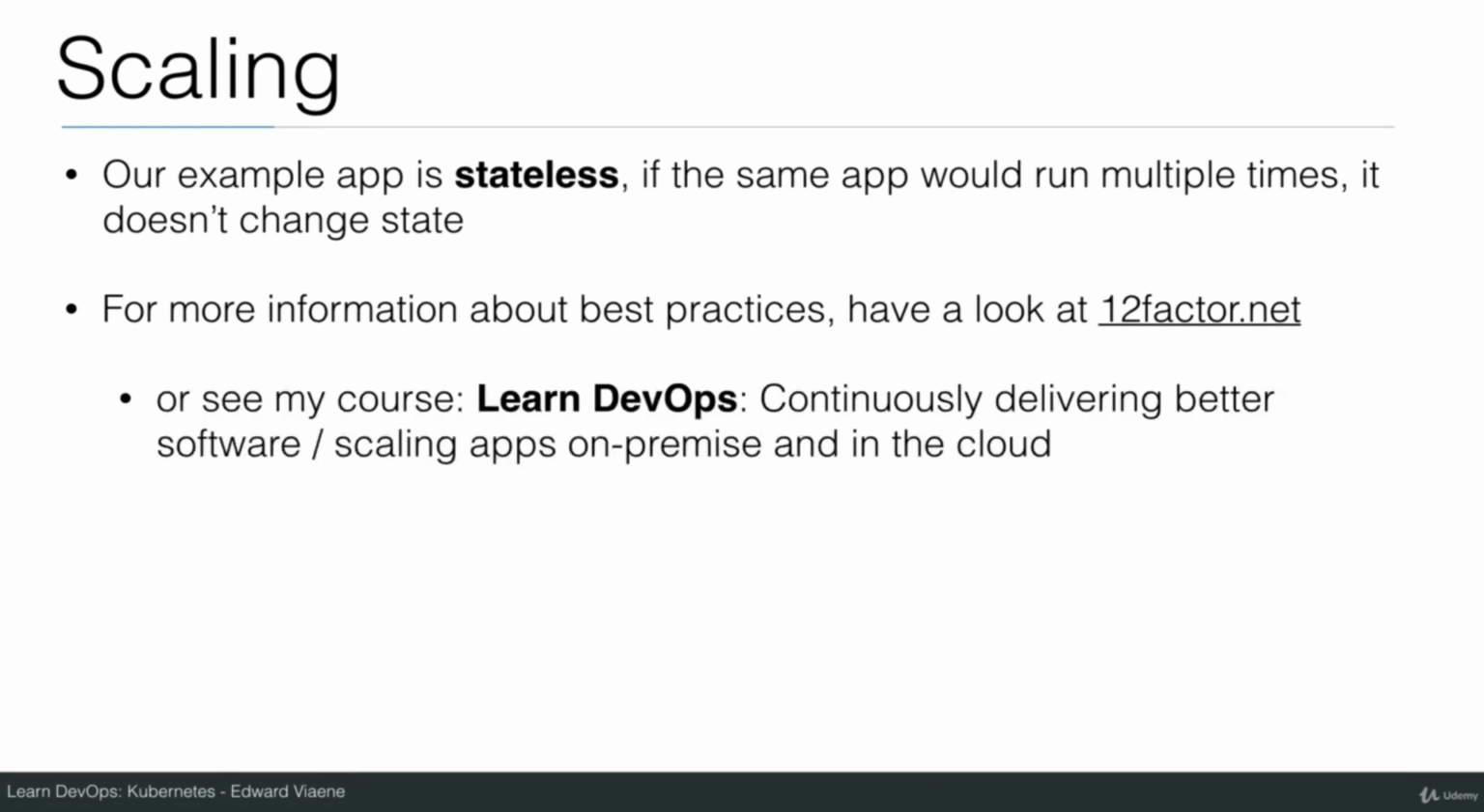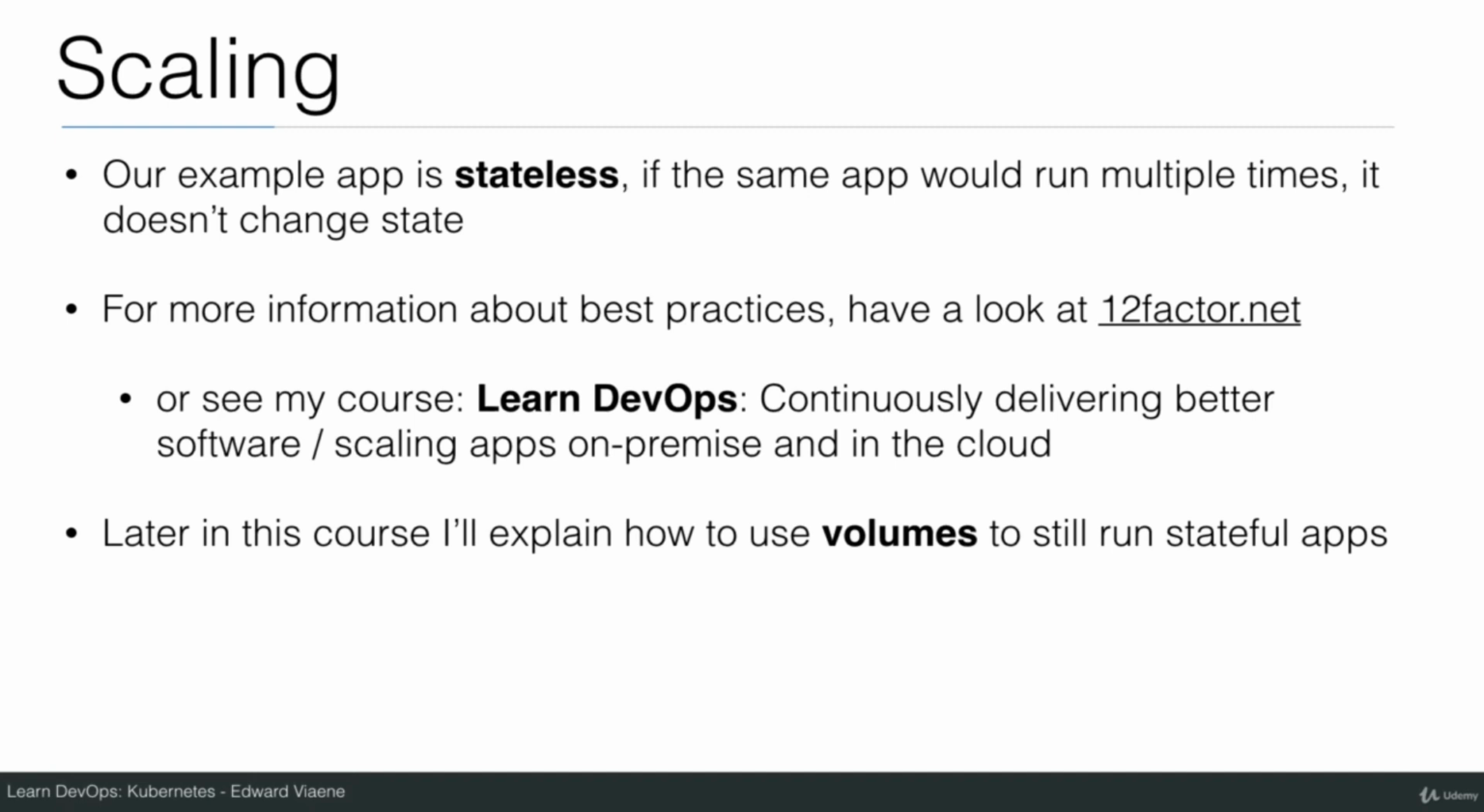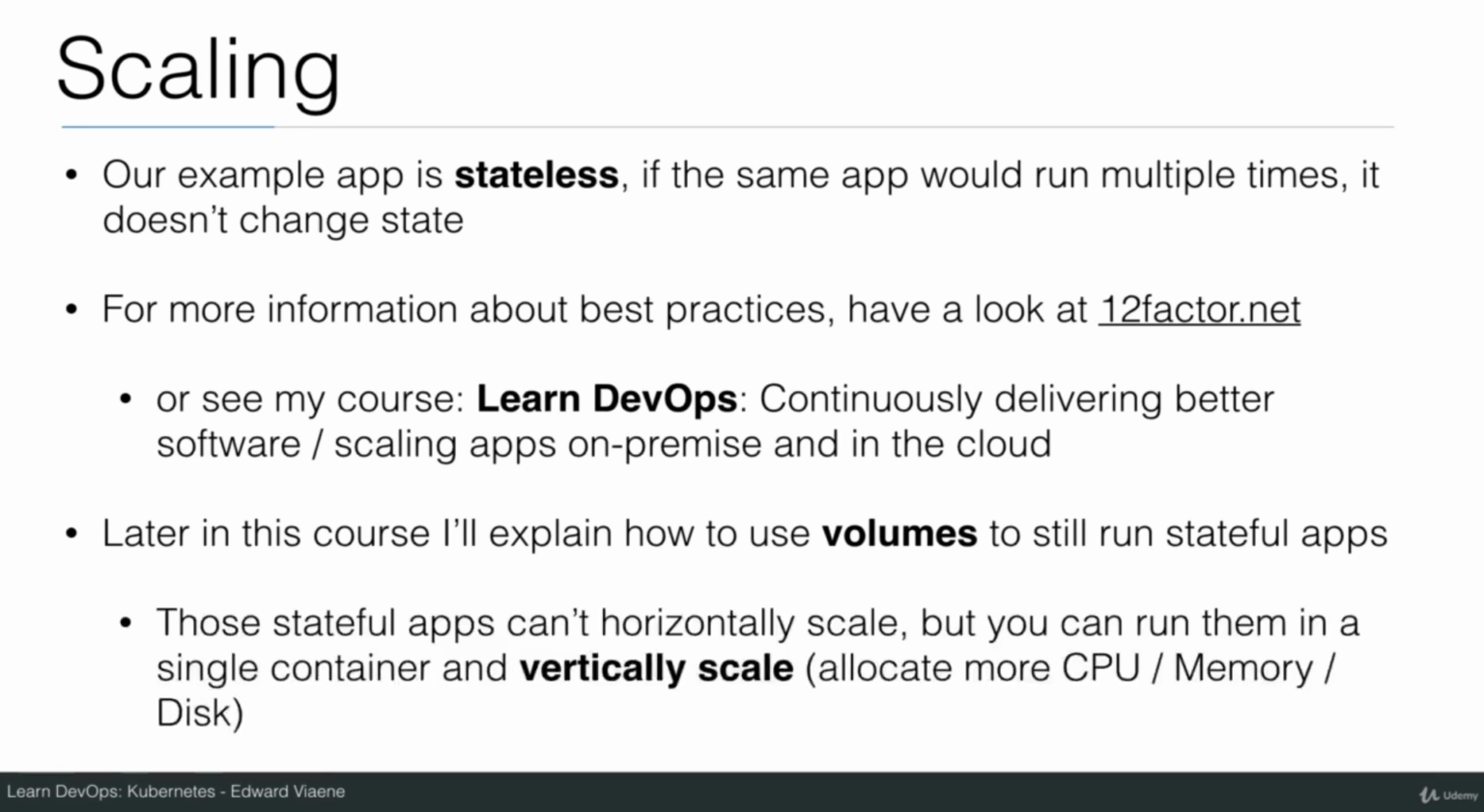Or you can check out my other course, Learn DevOps, Continuously Delivering Better Software, or I have another course on scaling apps on-premise and in the cloud. Both explain those principles. Later in this course, I will explain how to use volumes to still run stateful apps. Those stateful apps cannot horizontally scale, but you can run them in a single container and vertically scale. Rather than scaling apps horizontally, so adding more pods, you're just going to allocate more resources like CPU, memory, and disk to that pod. That is vertically scaling.